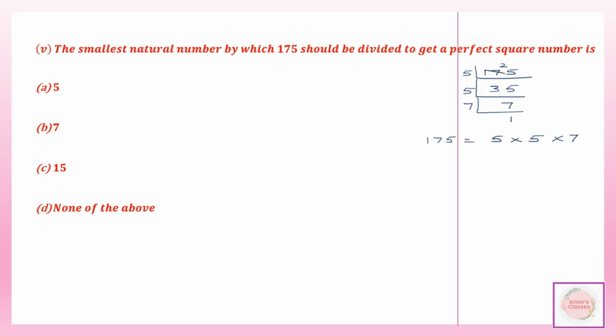Now when you make pairs, 5 has the pair whereas 7 doesn't have another number. So 7 is the smallest natural number. 7 is the smallest natural number by which 175 should be divided. So straight away we can look for the answer, that is option B, that is 7.